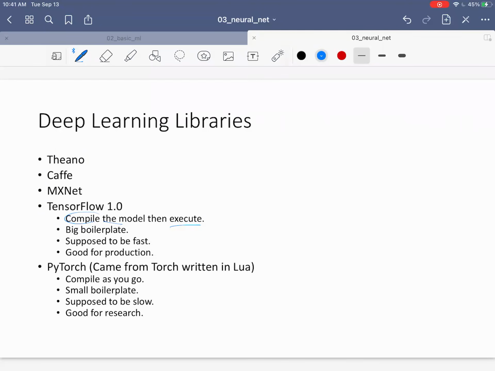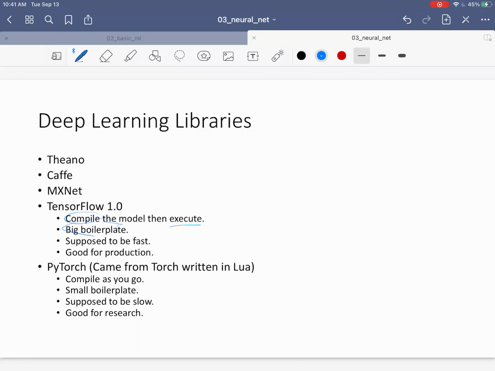Once you write your model architecture, whether it's going to be CNNs or RNNs or whatever neural network you prefer, you design it, you write it, and then TensorFlow will compile it into a bytecode that can be run on GPU. And then once it's compiled, you cannot change it as you train the model. So it's a bit of a static framework, and it has a big boilerplate.